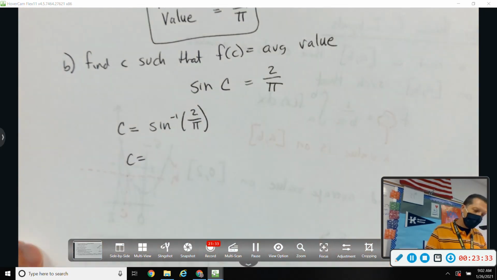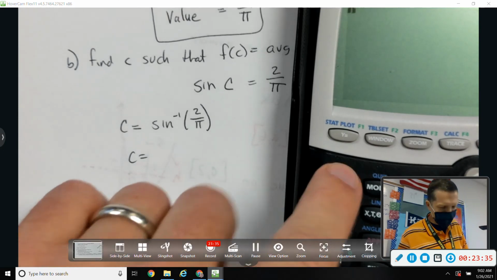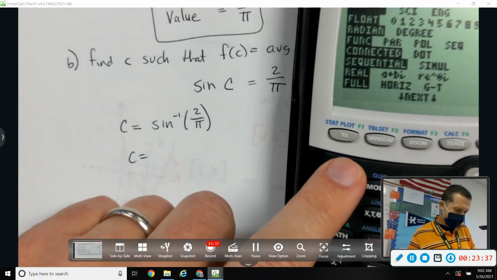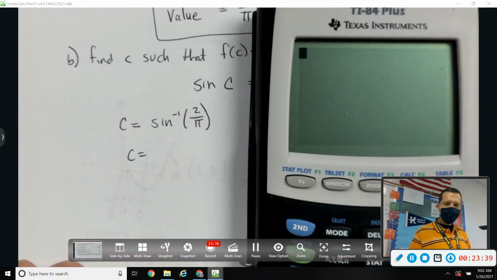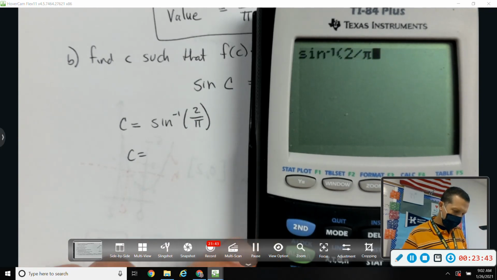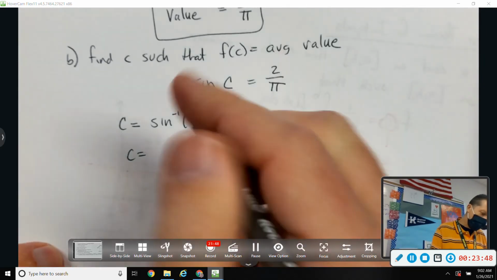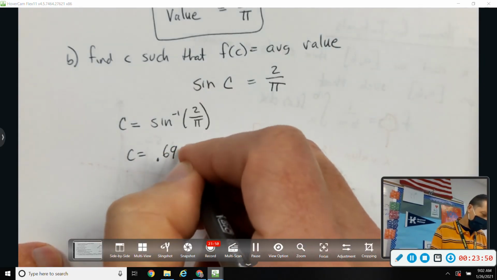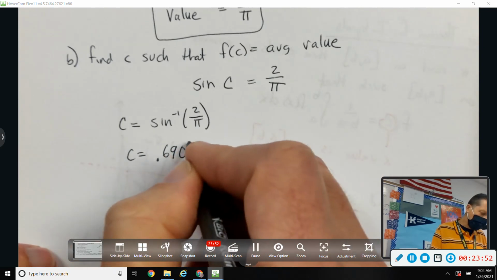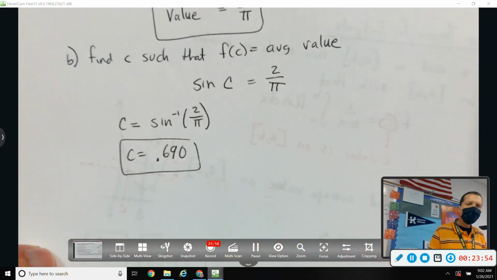What's the derivative of sine? Second sine. No, not. So I'm in radians. Inverse sine of 2 over pi is 0.69. 0.690 if we want to give 2 or 3 decimals.